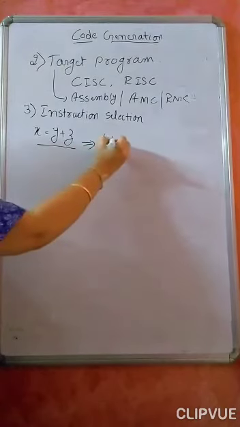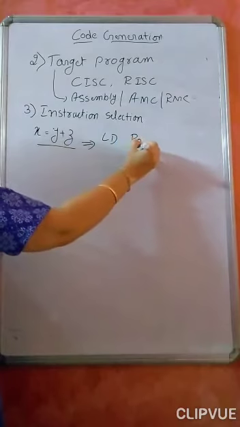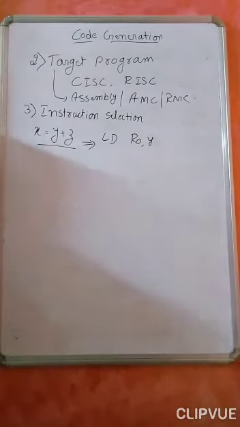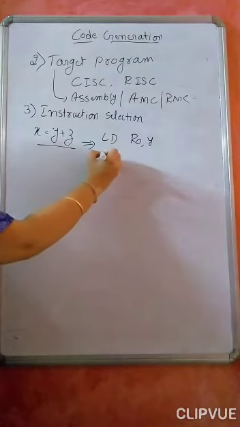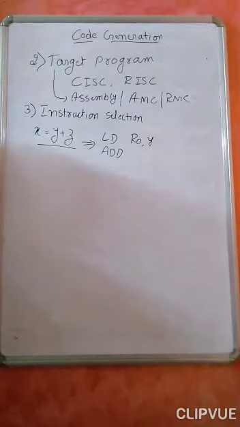If I consider the three address code representation, then what set of instructions can I write for this one? It is load y to R0. This is the source and this is the destination. So this is the source and this is the destination. So the first one is the destination. Then what I can do after this: add, I am adding y with z.